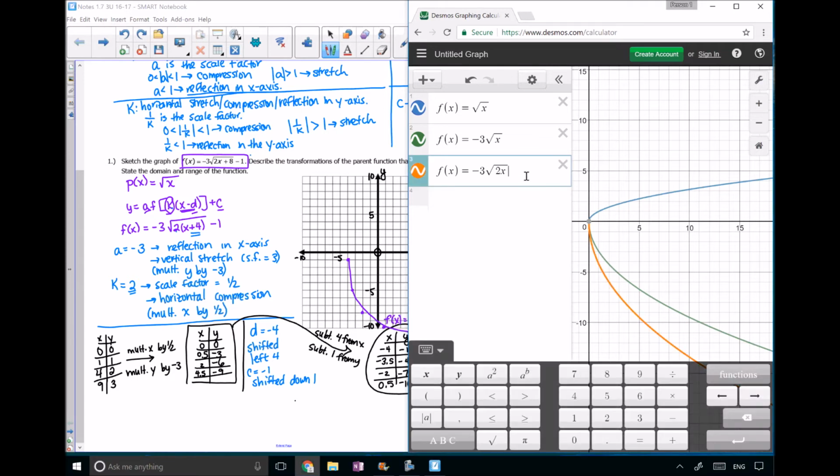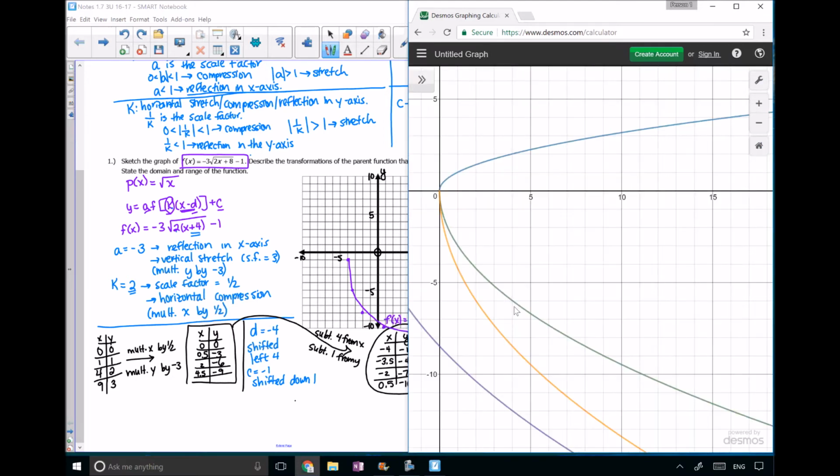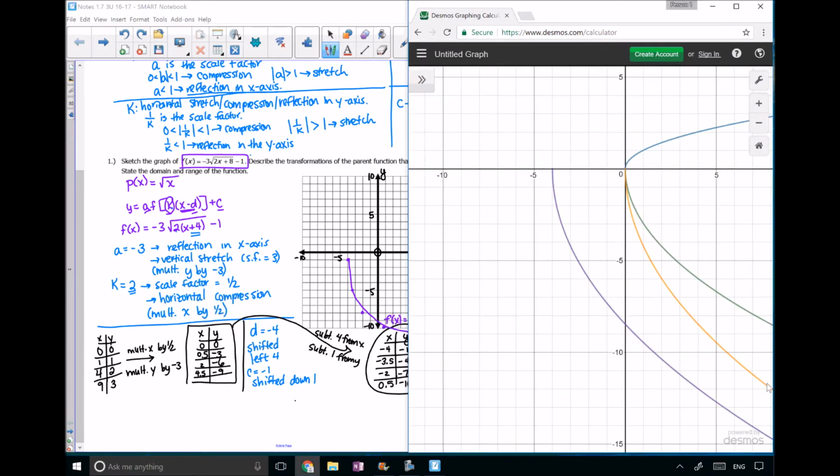Okay, and then the next piece is that it shifted 4 units to the left. So here I'm going to say f of x equals -3 times the square root of 2 times x plus 4. So if you notice right here, when I look at my graph, the orange graph got shifted 4 units to the left and is now the purple graph. So this is the series of transformations that we're going through.